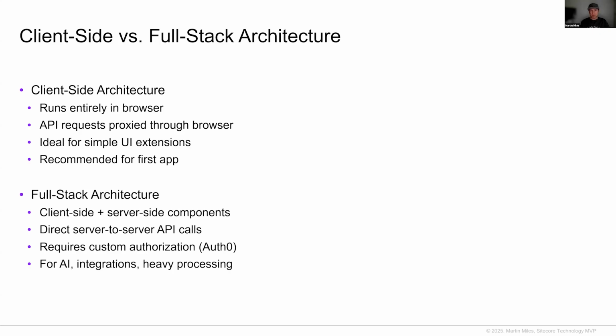A full stack app, on the other hand, has both client-side and server-side components. It allows you to make direct server-to-server API calls to Sitecore, which is necessary for more complicated scenarios. For example, if you are building an app that integrates with an AI service like OpenAI, which I'll show you later in this demo, you'll want to keep your API keys secure on the server side. Or if you're doing heavy data processing, you'll want to offload that work to a server rather than bogging down the user's browser. You also would use a full stack app in that case.